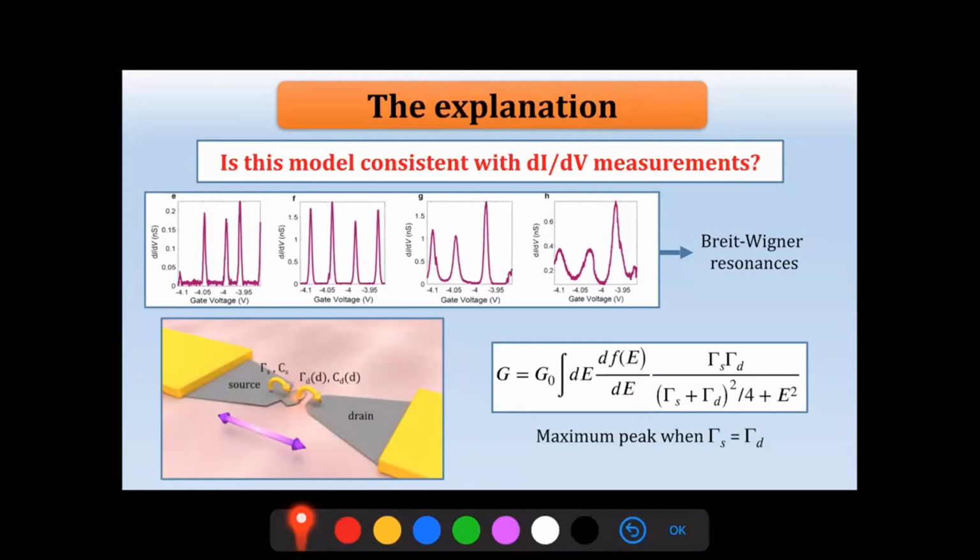And this might seem a little bit counterintuitive, as we would expect that as we close the gap, the connection between the island and the drain continuously increases, and that would lead to a continuous increase in the conductance. But this is not exactly how it works. Actually, the resonances have this dependence on the gammas. That means that the maximum height is obtained when both gammas are equal. Then, in our experiment, gamma D should start well below gamma S, and then as we close the gap, it becomes similar to gamma S and then larger than gamma S.